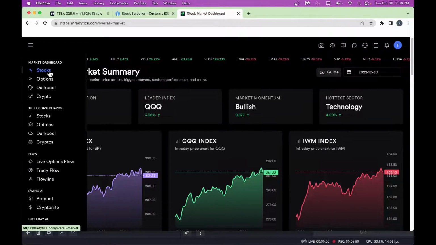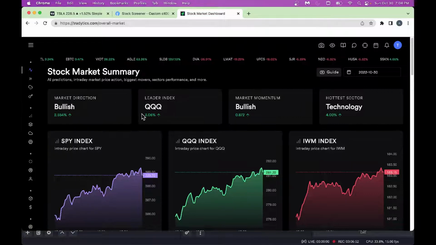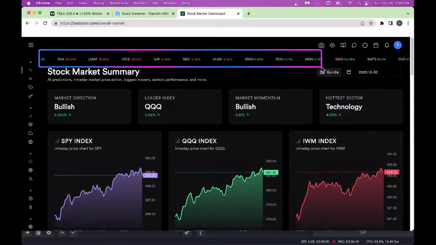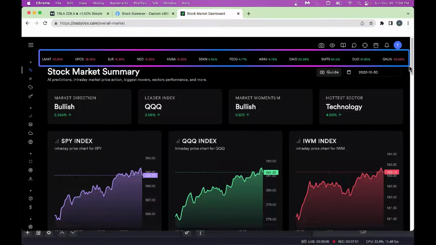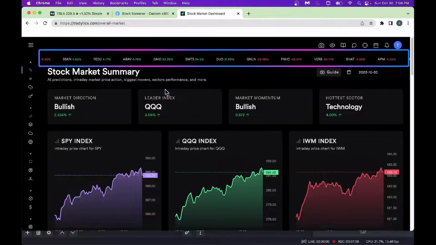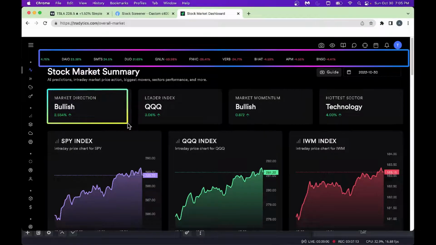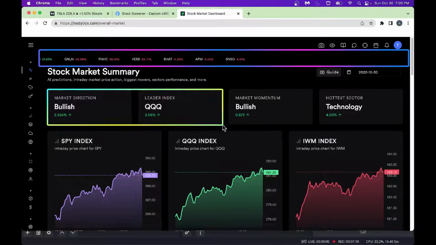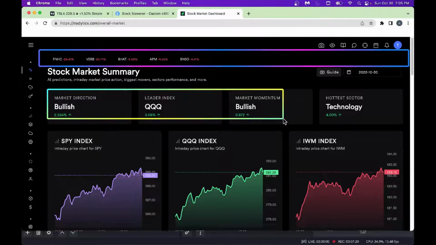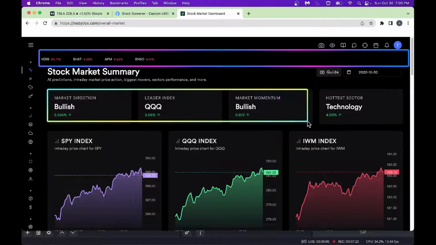As you go in, the stock market dashboard is already up here. You can look at the market direction here. They've got a ticker going on, which tells you the most active stocks. You can keep watching it, just like a CNBC ticker tape. And then you've got the overall market direction. As you all know, on Friday the market is bullish. That's what it's telling you. Overall market is bullish. QQQ or NASDAQ is bullish. And we've got market momentum up here.